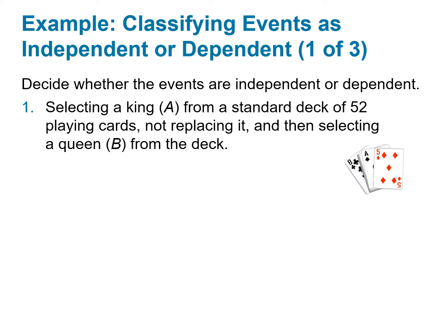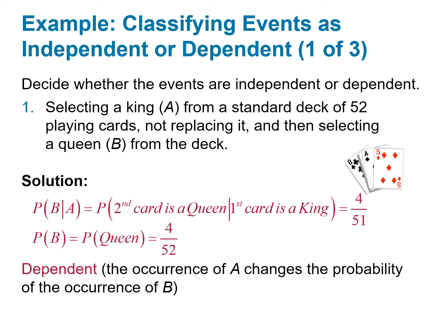But now, if we had never selected the king, there would still be 52 cards in the deck. So, there are 4 queens in there. That would be 4 out of 52. Well, look at the difference. The probability that we select the queen, given that we selected the king the first time, is 4 out of 51. But the probability of selecting a queen by itself is 4 out of 52. It has changed. So that means that these two events are dependent. Okay? The occurrence of A changes the probability of the occurrence of B.